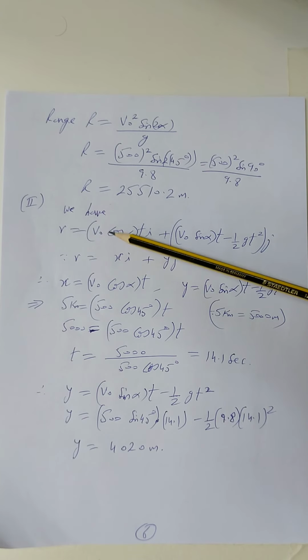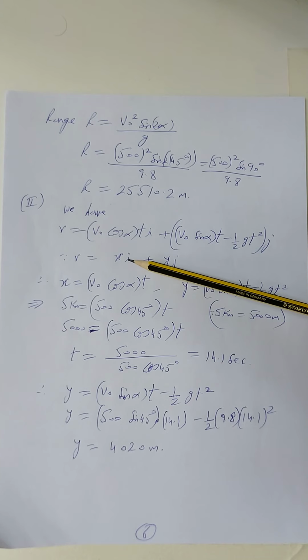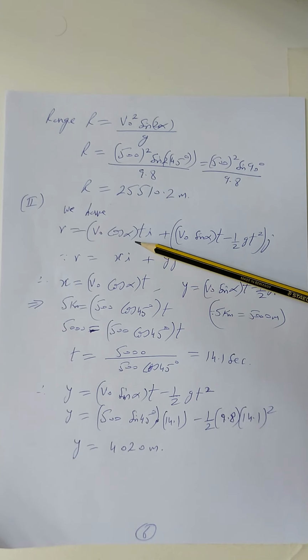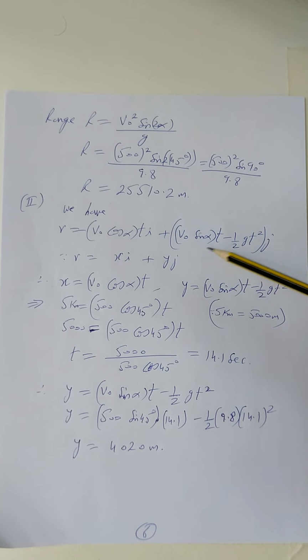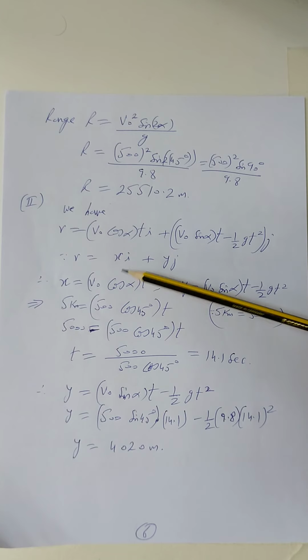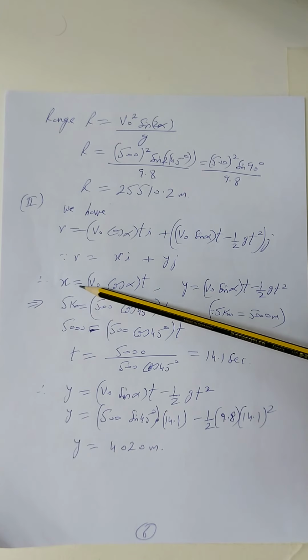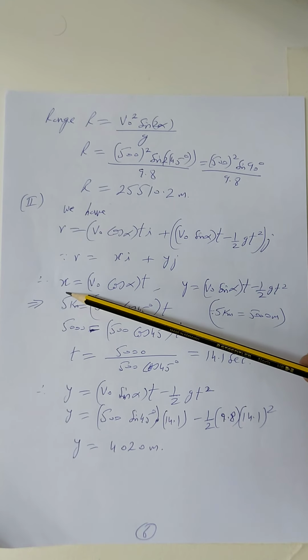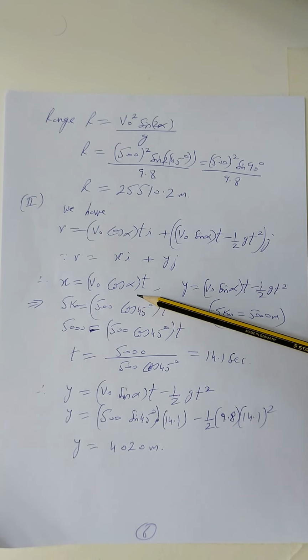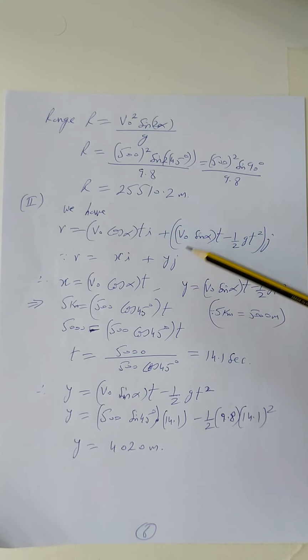So if you compare this and this, with i here and with j here, it means your x will be v₀ cos α t, and your y will be v₀ sin α t − ½gt². So it is clear. Now, what is your x? Therefore x is equal to v₀ cos α t, and your y is v₀ sin α t − ½gt². So y is equal to this.